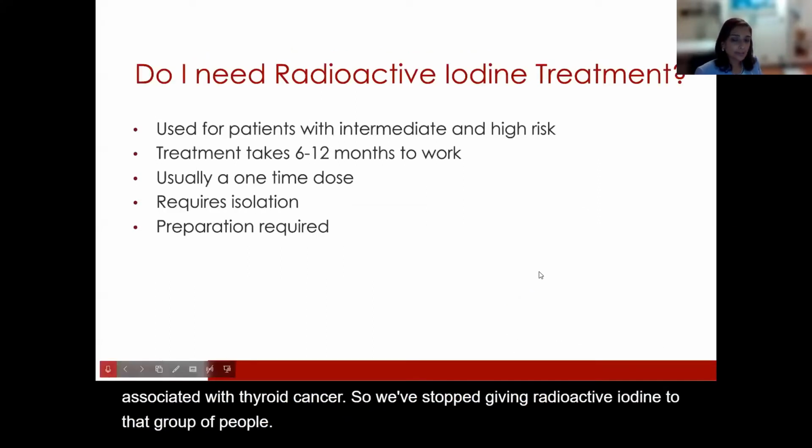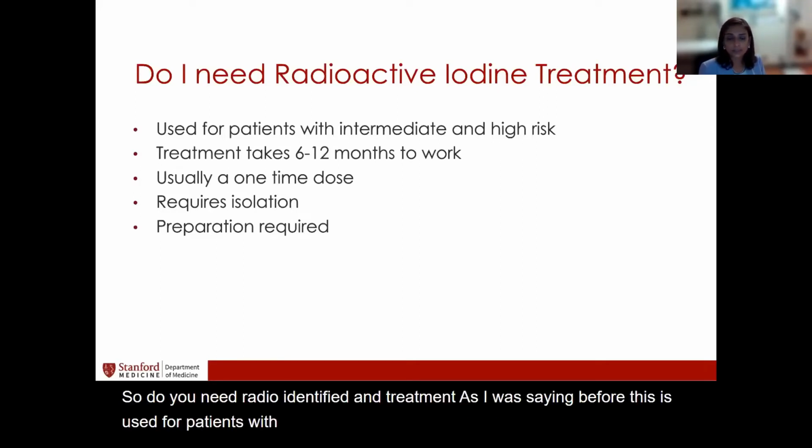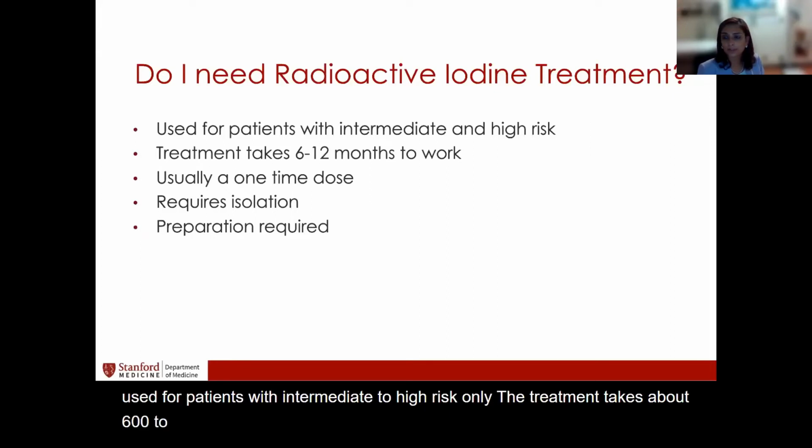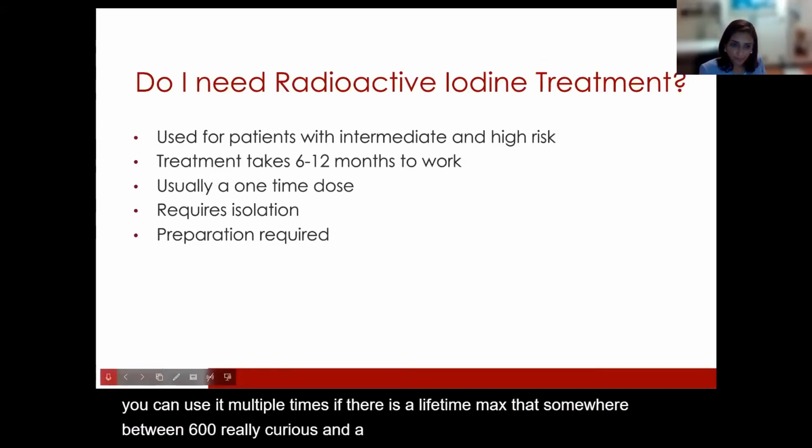So do you need radioactive iodine treatment? As I was saying before, this is used for patients with intermediate to high risk only. The treatment takes about 6 to 12 months to work. It's usually a one-time dose, however, we can use it multiple times. There is a lifetime max that's somewhere between 600 millicuries and 1,000 millicuries. It depends on each individual patient. This is to prevent any significant long-term complications of secondary cancers from the radiation treatment.